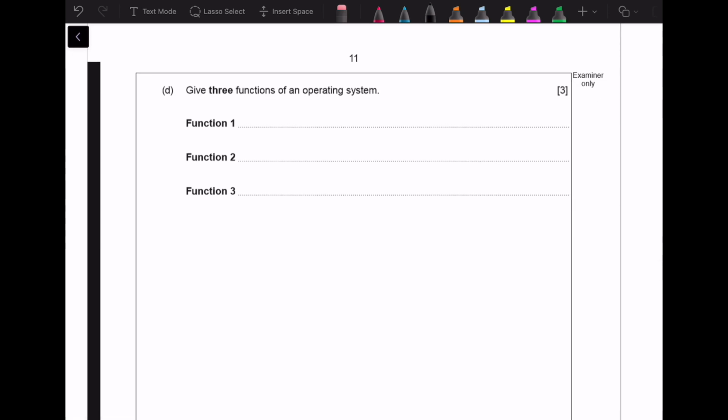Give 3 functions of an operating system. This hasn't come up for a while, right? So this might come up again. When we look at this, the computer manages hardware. So for example, if you plug in a USB stick or something like that to your computer, it will control and manage the hardware. It will boot up the computer.